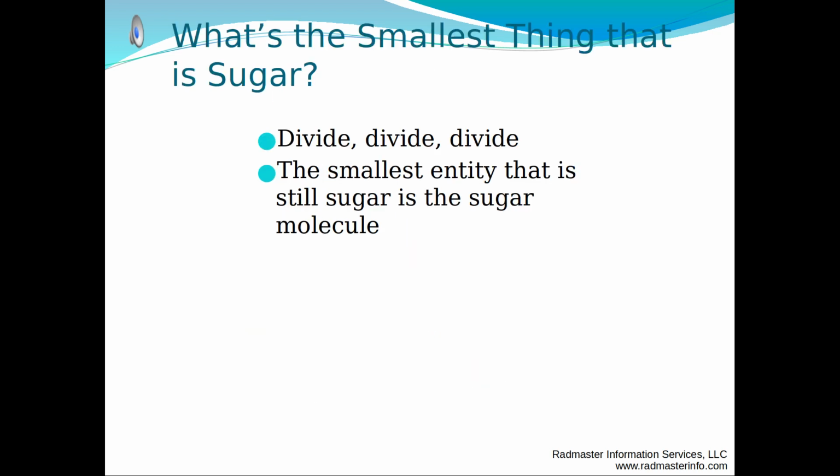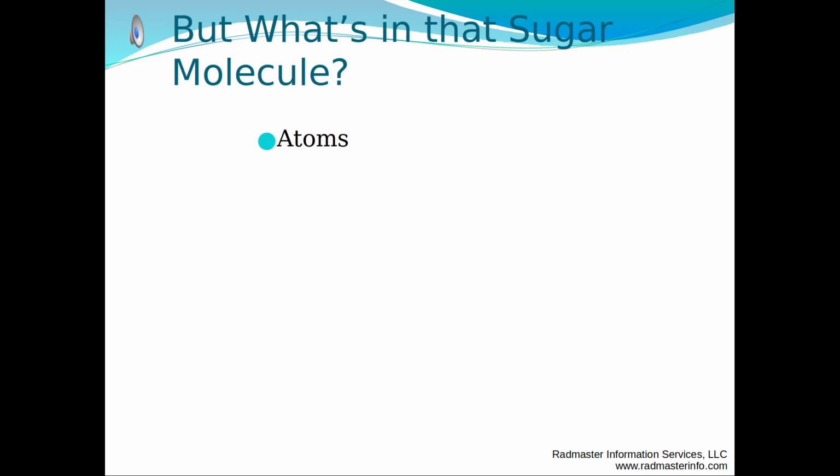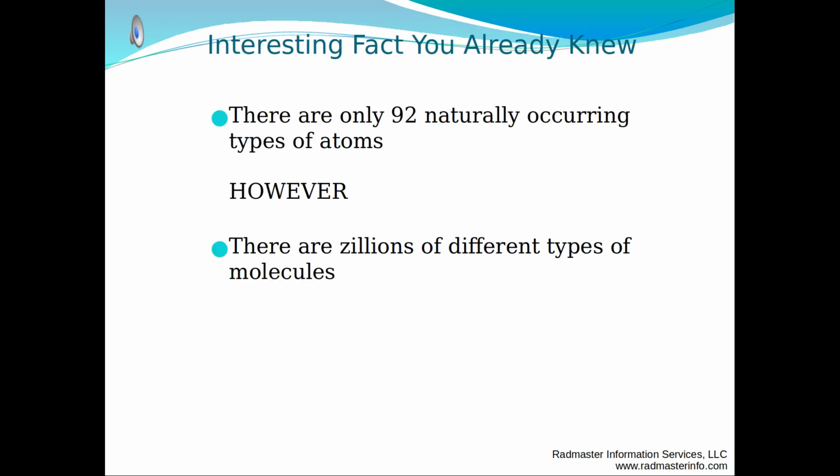The smallest thing that is sugar is the sugar molecule. You can break that molecule into parts, but it won't be sugar anymore. The sugar molecule can be divided into atoms, but individually those atoms are not sugar. Like our alphabet has only 26 unique letters which can be used to express any English word, there exists only 118 unique atoms, and of those only 92 exist in nature. All the world's many types of molecules consist of combinations of these 118.